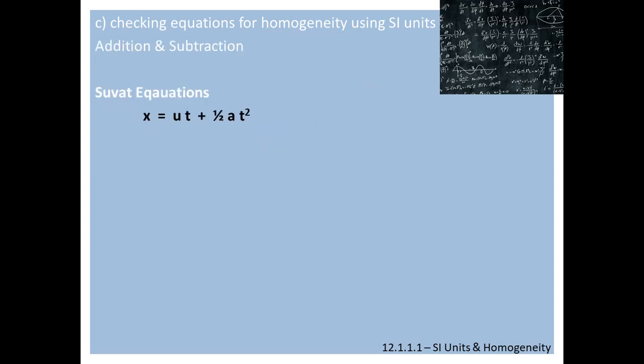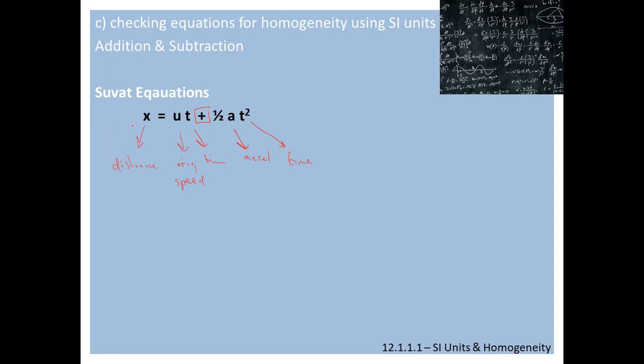Looking at a slightly more complex equation then, so in the Suvat equation, so this is part of the A level, but only part of the GCSE if you did triple science. So we have an equation where we have distance, x. u is the original speed, or original velocity. t is time. Half is just a half. a is acceleration. And t, again, is time. However, we have this plus in the middle, which makes it slightly more complex.